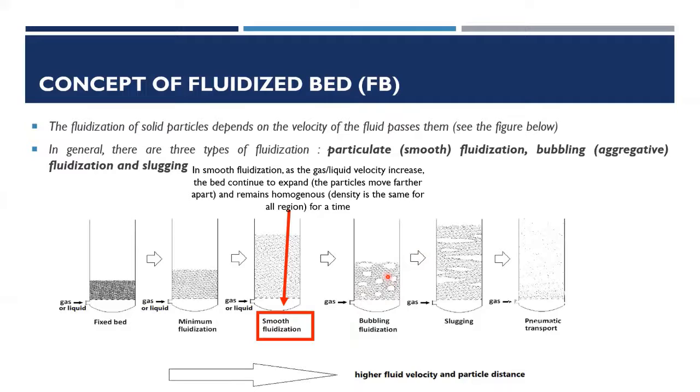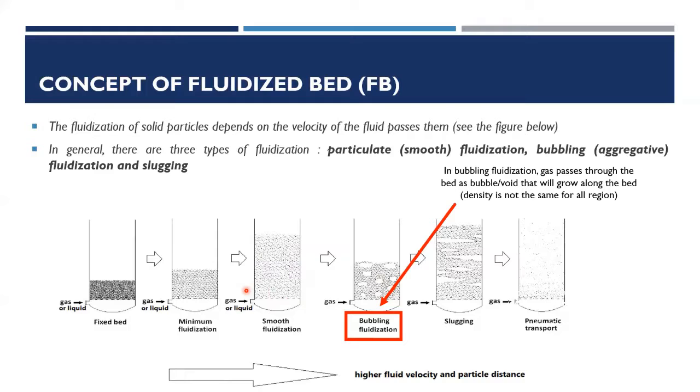While for smooth fluidization, since the particle distances are similar in all parts of the bed, the density in all parts of the bed will stay the same. Okay, so that's for bubbling fluidization. And then slugging. There is also one type of fluidization we call slugging.